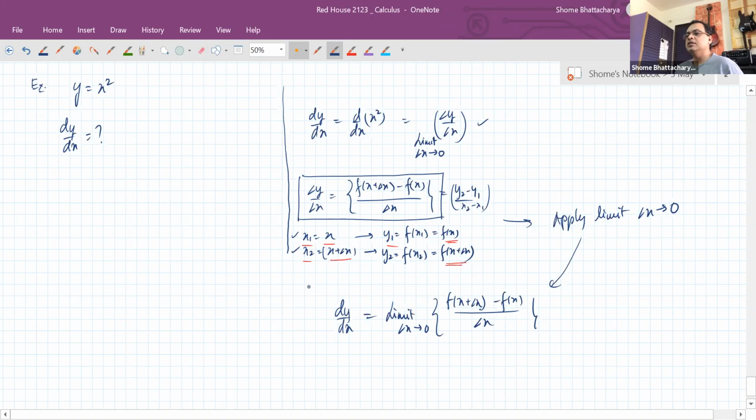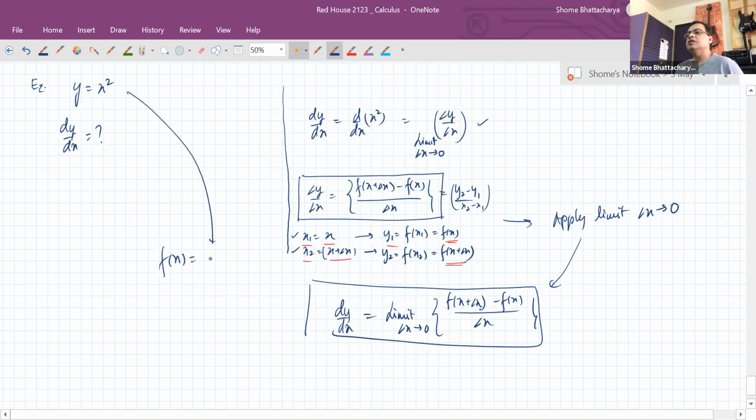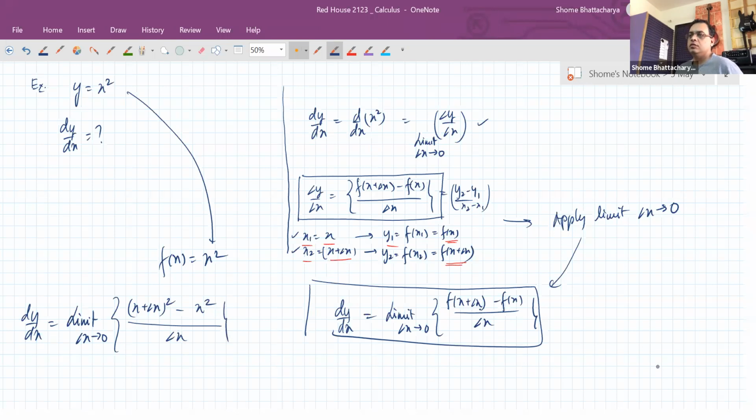So let's apply this to this function. What is my function? My function is x square. So what will dy by dx become? It will become limit delta x tending to 0. Now what is the numerator going to be? It is going to be x plus delta x whole square, because the function is x square, minus f of x, which is x square, divided by delta x. Correct so far?